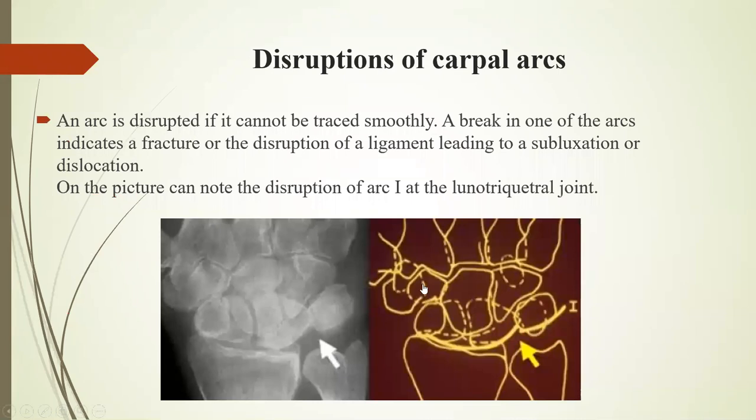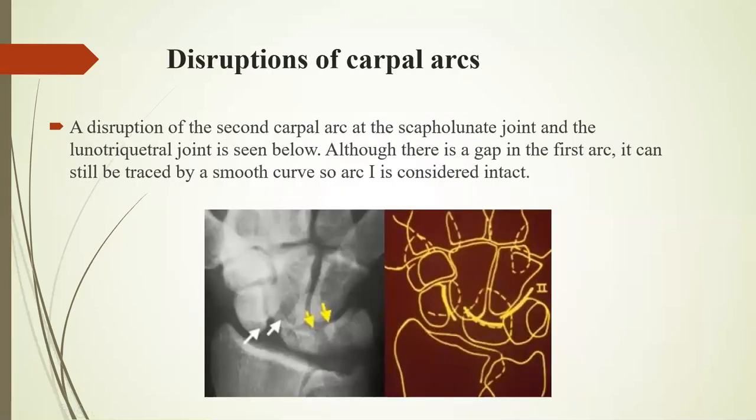Disruption of carpal arcs. An arc is disrupted if it cannot be traced smoothly. A break in one of the arcs indicates fracture or disruption of ligament leading to subluxation or dislocation. On the picture, we can note the disruption of arc 1 at the lunotriquetral joint. This is the joint, and we see the disruption at this point. Disruption of the second carpal arc at the scapholunate joint and the lunotriquetral joint is seen below.